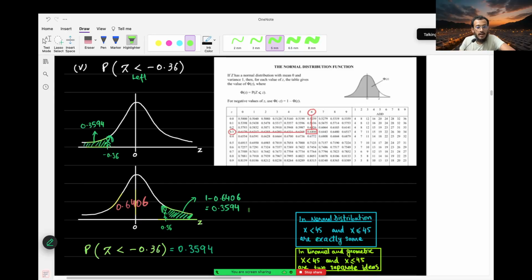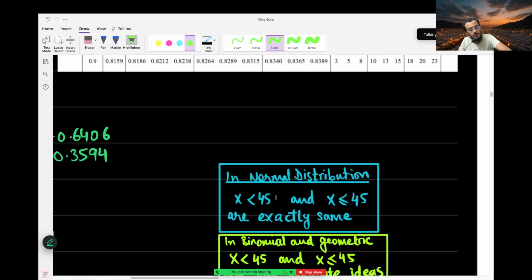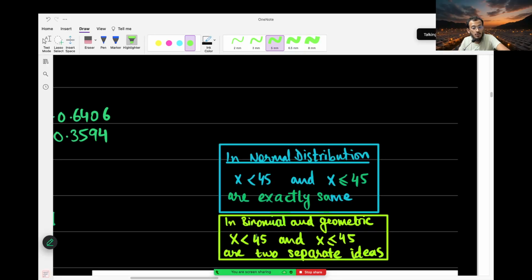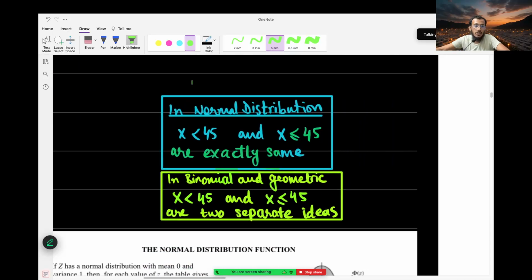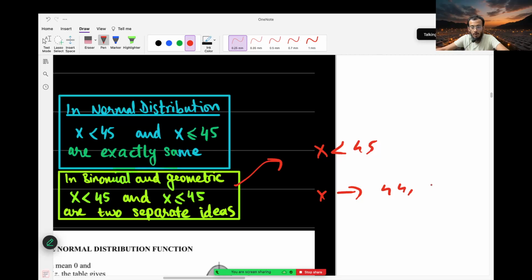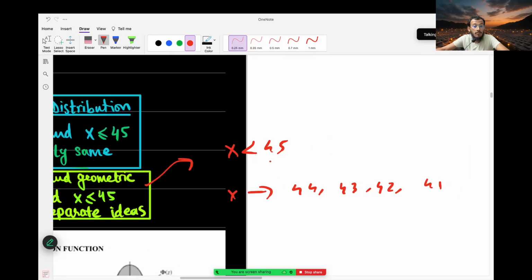Okay. Now here is one important note. In normal distribution, x is less than 45 and x is less than or equal to 45 are exactly the same. But remember, in binomial and geometric distributions, x is less than 45 and x is less than or equal to 45 are two separate ideas. You know why? Because binomial and geometric distributions can only have integer values. So when I say x is less than 45, what are the possible values for x? It is 44, 43, 42, 41, but 45 is not included.